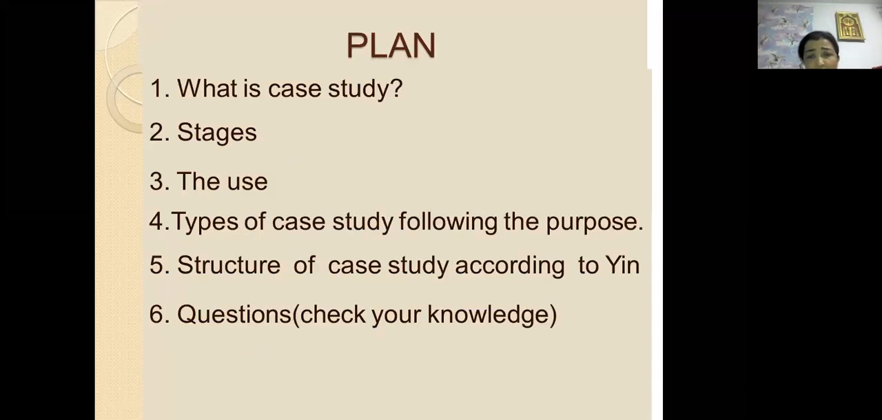Today, our plan for our video lesson is as follows. What is case study? Stages, the use, types of case study following the purpose, structure of case study according to Yin, and questions you are going to answer. By the way, you are going to check your consolidation or your comprehension of our video lesson.